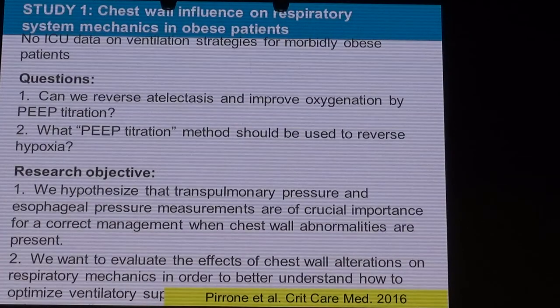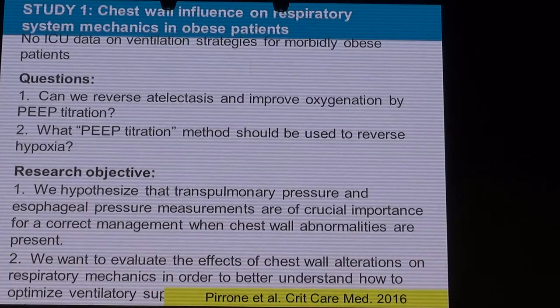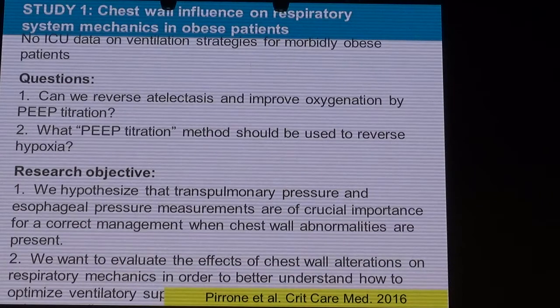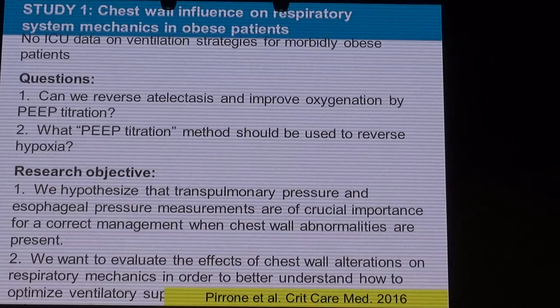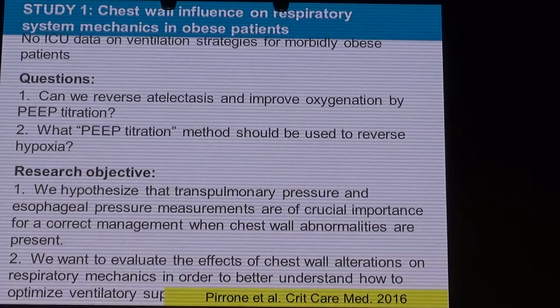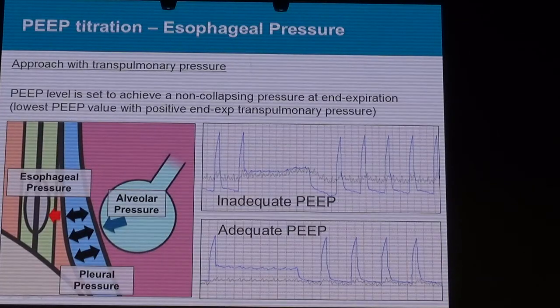So the first study that I presented is a study that we performed at MGH. Our question was really, can we reverse atelectasis and improve oxygenation in patients who came to the hospital with normal lungs, but became hypoxic after intubation in the ICU? And what PEEP titration should we use? We reported this in Critical Care. So we investigated two methods. One was a transpulmonary pressure method and the other a decremental PEEP trial at the bedside.